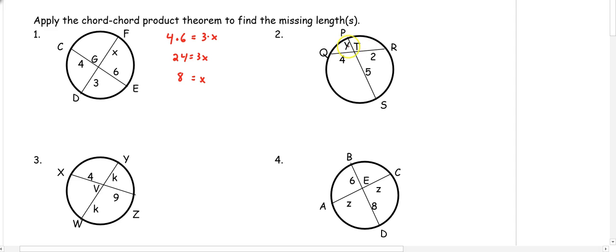In number 2, when I multiply, the one chord has the pieces 4 and 2 that multiply together. The other one has 5 and y. So we get 8 equals 5y. When we divide by 5, we get 8/5. Now remember that sometimes it's not always going to be a whole number, so fractions are fine. Just leave it as a fraction answer.